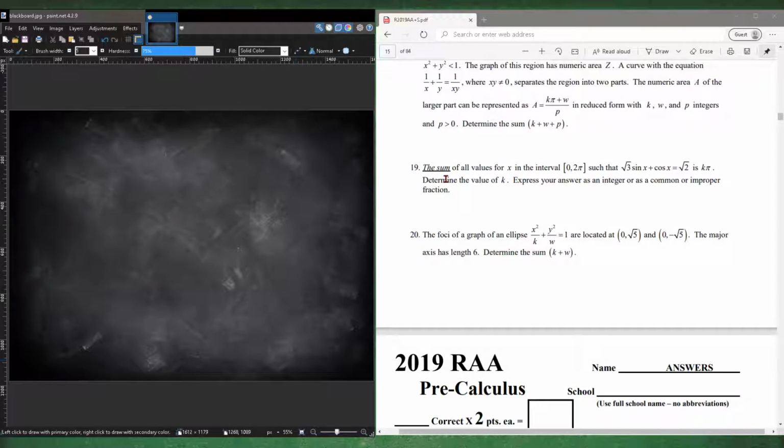Okay, number 19, sorry. The sum of all values for x in the interval 0 to 2 pi such that square root 3 sine of x plus cosine of x equals square root 2. So we need to find k.